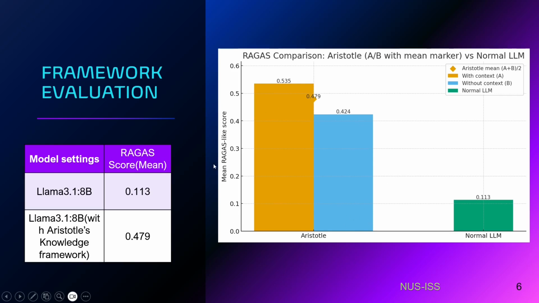So Aristotle can be understood as an agentic framework because we use multiple different query actions that the LLMs perform before giving you an answer, like tool calling on the graph and the vector DBs.